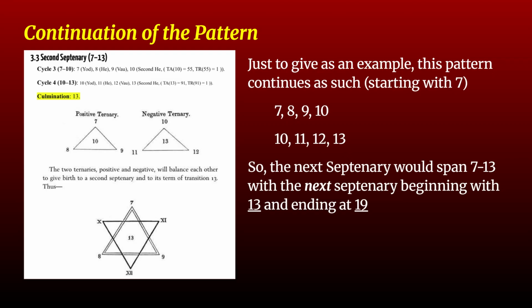So the next one would begin with 7, 8, 9, and 10. That would form the next positive ternary, quaternary. And then it would end at 10 and continue. 10, 11, 12, 13. And so the next septenary would span 7 through 13. And it could be done again beginning at 13 and ending at 19.